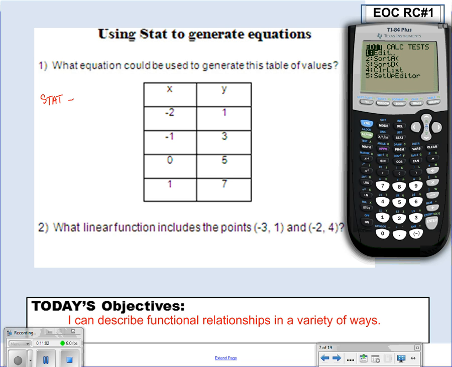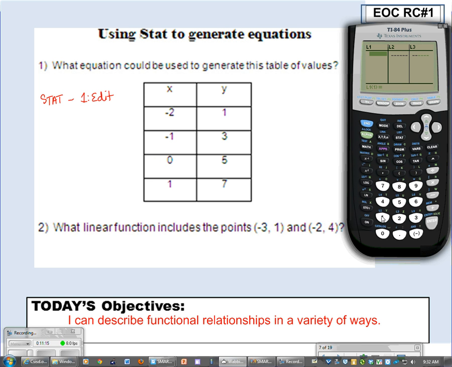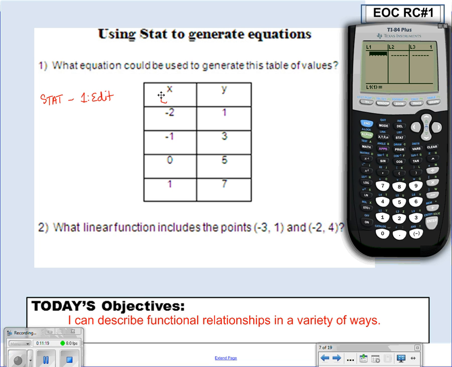And then we're going to hit enter because we want to choose number 1 for edit. Okay, so stat button, find your alpha, go 2 over, and then choose number 1 for edit. And now we're going to input our X values into L1, our Y values into L2. And the great thing about this is you only need 2 points. We're going to go ahead and put them all in, but you only need 2 points.